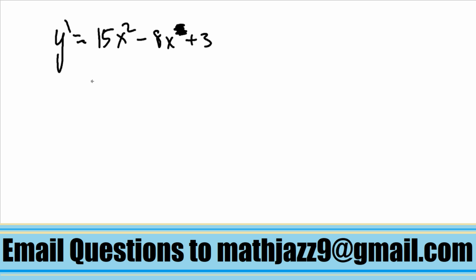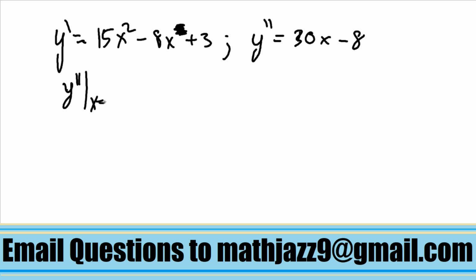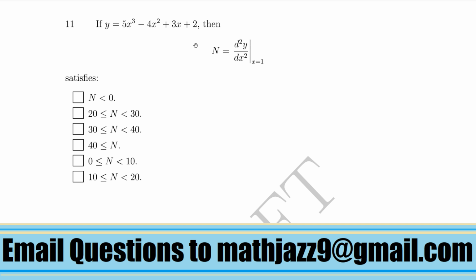Okay, so here's our first derivative. Here is our second derivative. y double prime is equal to 30x minus 8. And then we want to know what is the second derivative at x equals 1. That gives us 30 minus 8 equals 22. So let's look back at our problem. Well, 22 is a number between 20 and 30, so that's the option that we want.